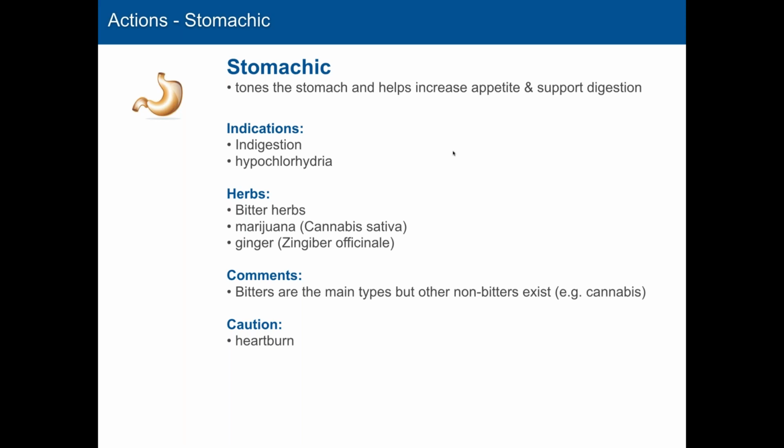Again, you have to be careful with heartburn with any stomachic, even though it can make it better. Again, caution means just be aware. Doesn't mean you can't do it. Contraindication.